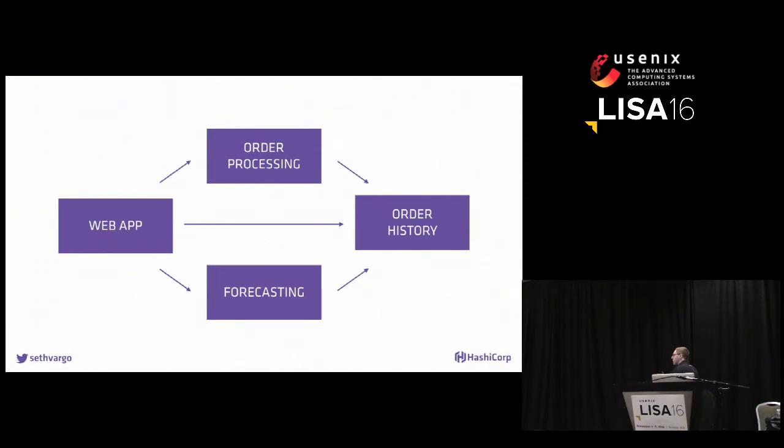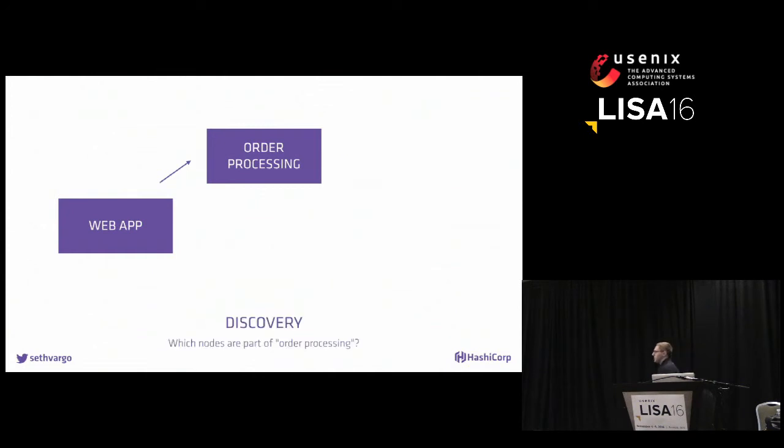So in this example, we have a front-end web application, but the data is actually being pushed into two different microservices. Maybe one is an order processing service, and one is a forecasting service. So one is actually doing the batch processing of maybe billing and credit card processing, and the other one is doing things like forecasting, inventory, or maybe providing recommendations back to the web app. And then on the back end, we have our persistent data store, the actual order history, a MySQL database, Postgres, whatever it might be, where the data is persisted to disk.